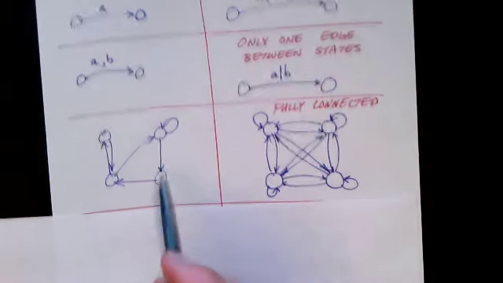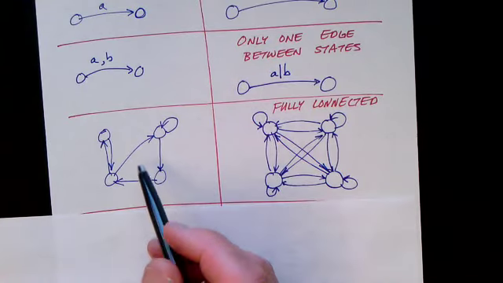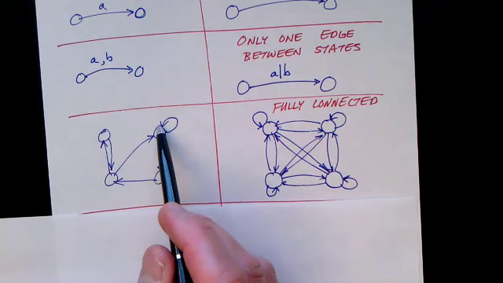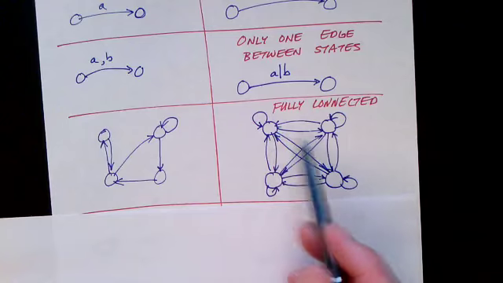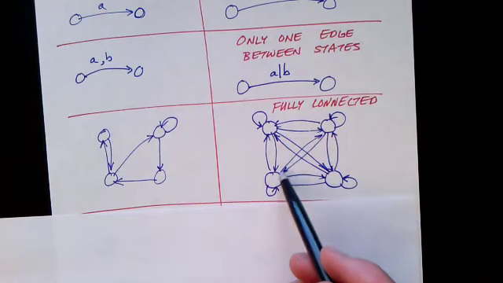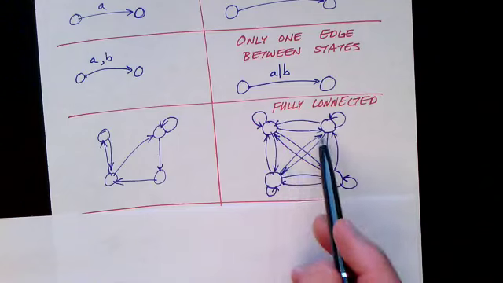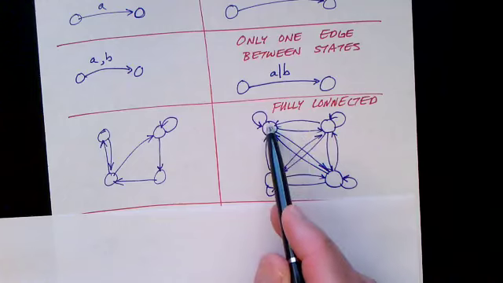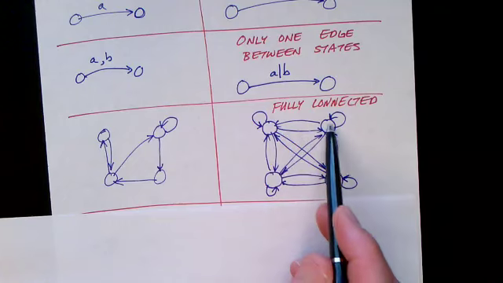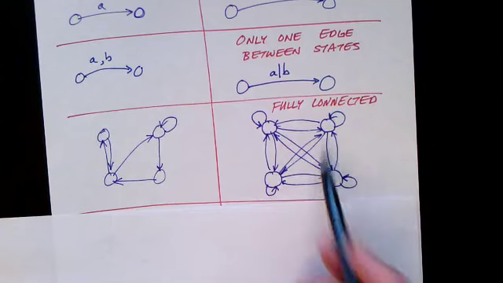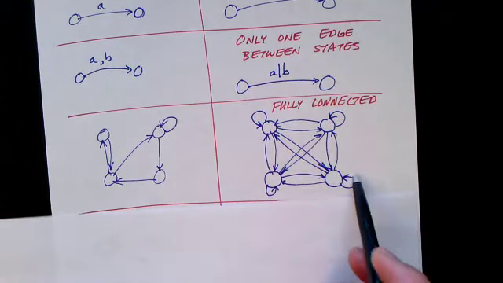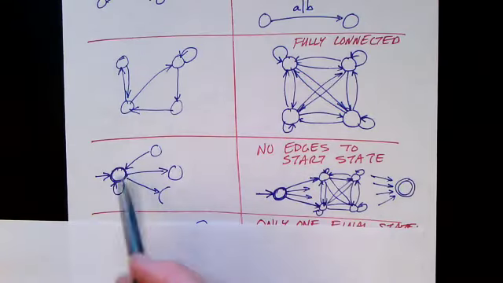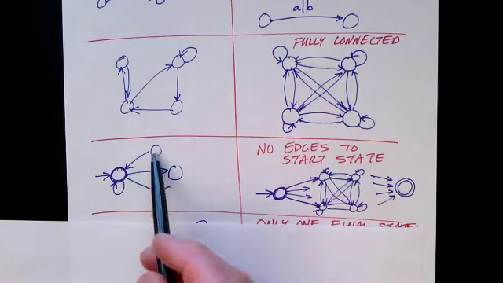In a typical non-deterministic finite state automaton, we may be missing edges. But in our generalized machine, we have full connectivity. So between every pair of states, there's an edge going in both directions. And furthermore, from every state to itself, there is an edge. With the exception that there are no edges to the starting state.